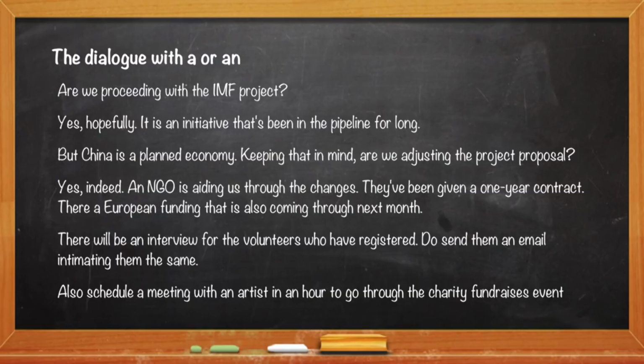Keeping that in mind, are we adjusting the project proposal? Yes, indeed, an NGO. So, look at the way, see N, but do not think why a NGO is not correct. It is an NGO because the sound is vowel sound, it begins with an N. Therefore, we go according to the sound, and therefore, an NGO is aiding us through the changes. They have been given a 1-year contract. Now, remember 1-year contract. So, the sound is w, not a. So, therefore, a 1-year contract.